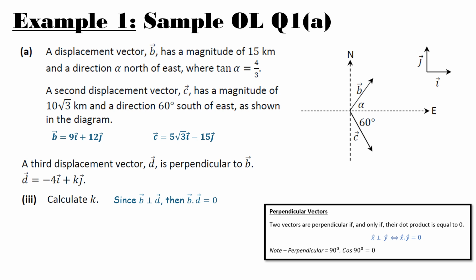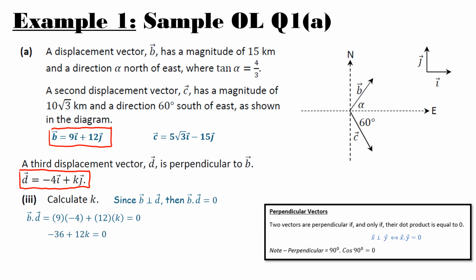So b I have put up here. We worked it out in the last part. d was given to us. And that's going to look like this. The i bits multiplied together, so 9 times minus 4, plus the j parts multiplied together, 12 by k. And that should all equal 0. So that gives us minus 36 plus 12k. 12k equals 36 and k equals 3. So that was about half a question on the sample paper.